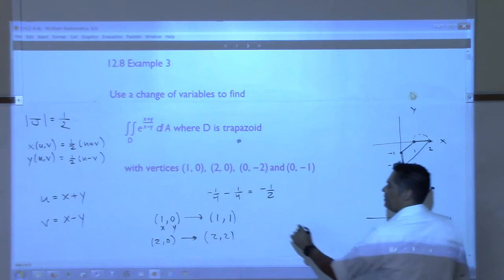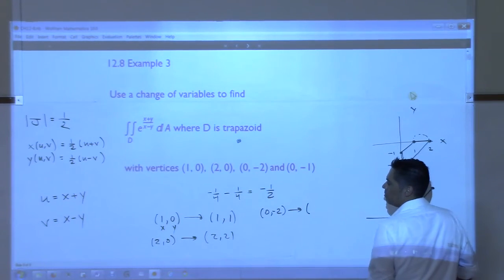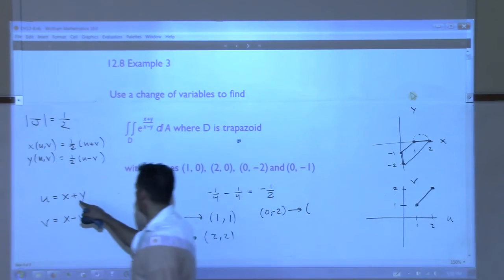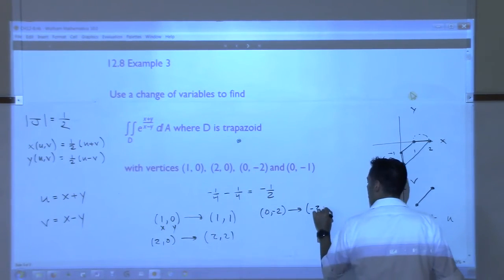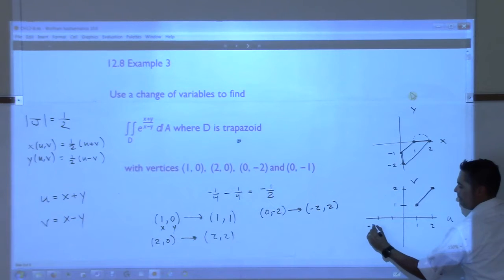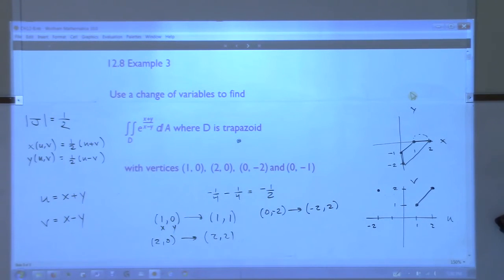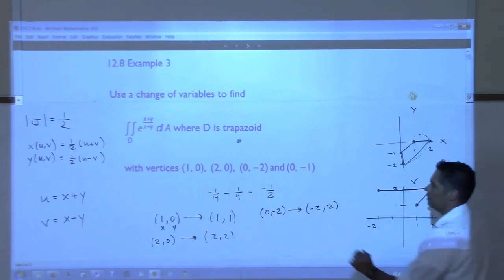And I keep going. How about 0, negative 2? That goes to, so if I plug in 0 here and negative 2 here, right? I get negative 2 for u, and what do I get for v? Positive 2. So that puts me at negative 2, positive 2. And are those connected? What's connected here? I just went from 2, 0 to 0, negative 2. It's these two, right? So from there to there was this one, connected to that one, so that goes there, like that.